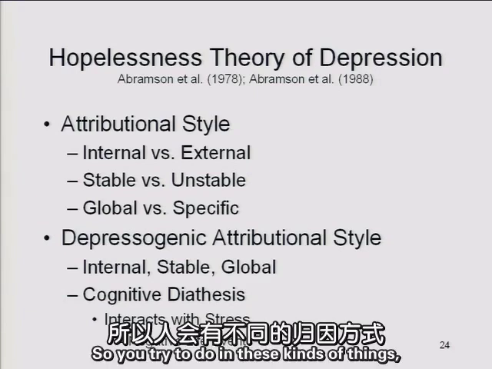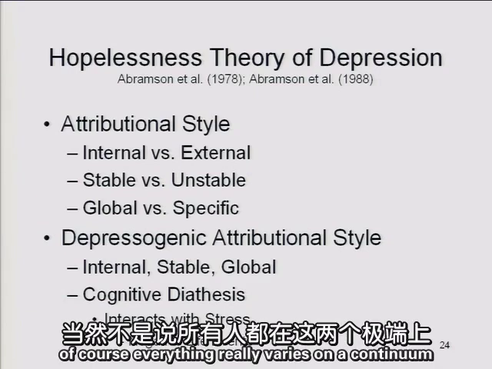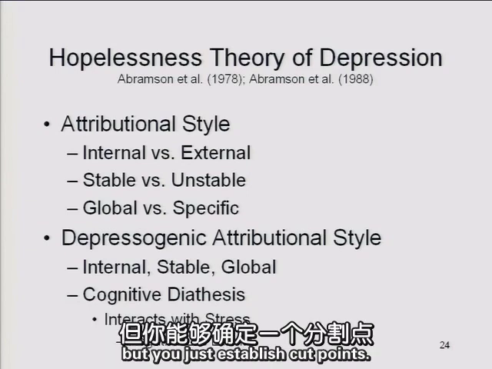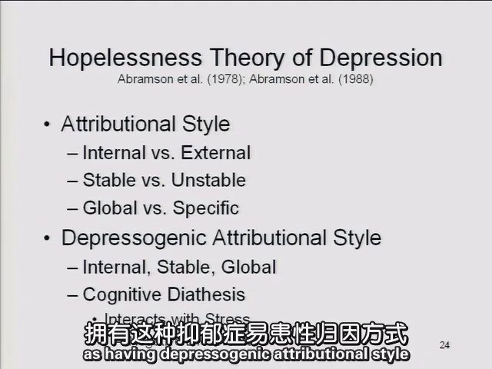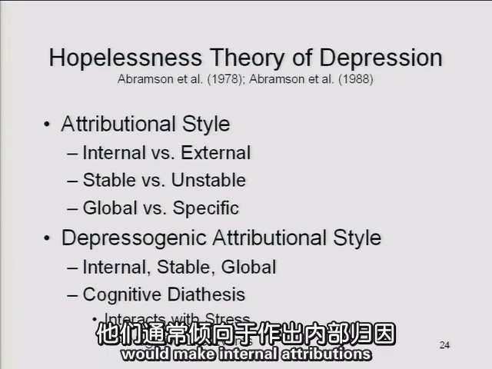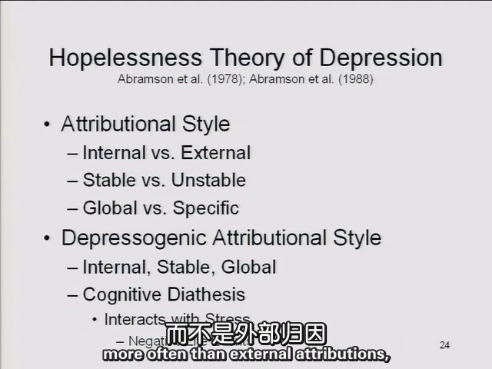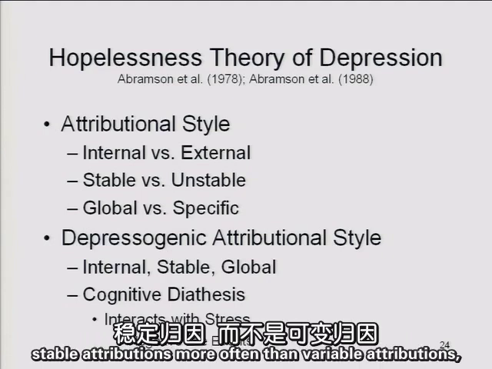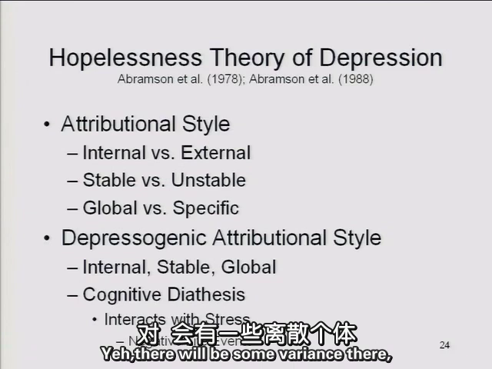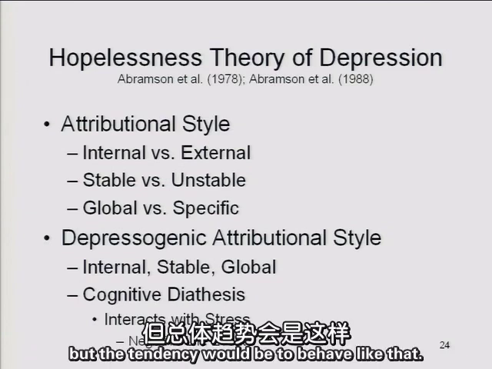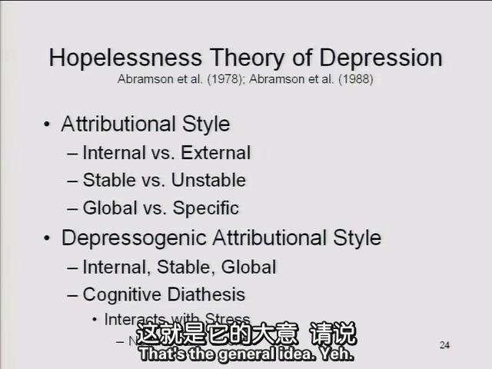So what you try to do in these kinds of things, of course, everything really varies on a continuum, but you just establish cut points, okay? So somebody who gets classified as having depressogenic attributional style would make internal attributions more often than external attributions, stable attributions more often than variable attributions, global more often than specific. Yeah, there would be some variance there, but the tendency would be to behave like that. That's the general idea. Yeah?